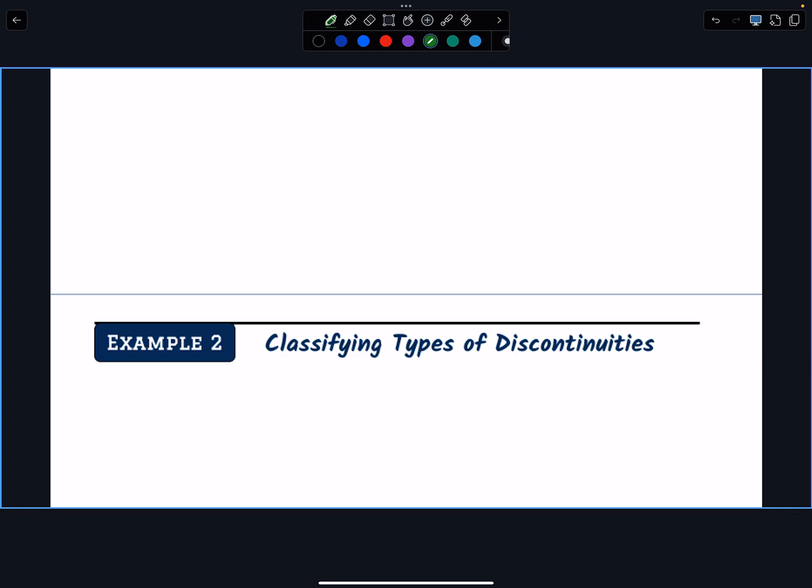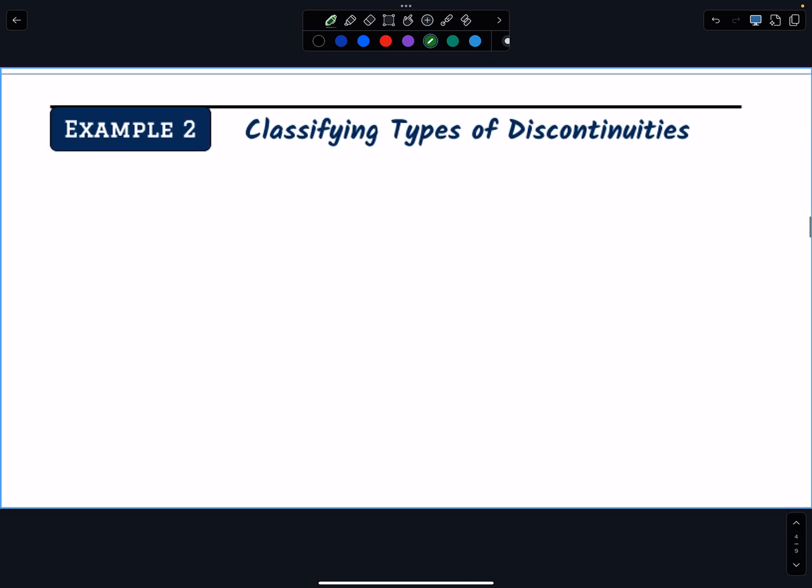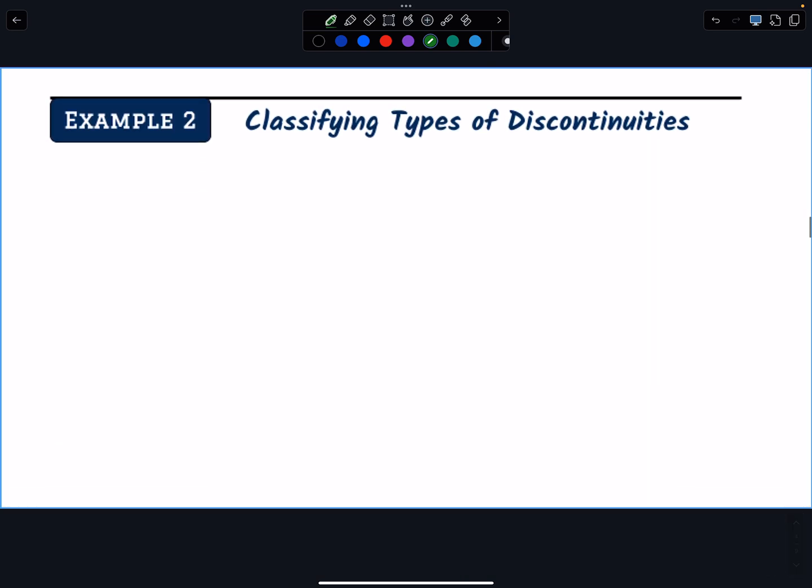Now, we can look at it from a graph, but we can also look at it from a function. So we're going to bring back either good or bad memories right now from pre-cal or honors. Describe any discontinuities and where they are located.